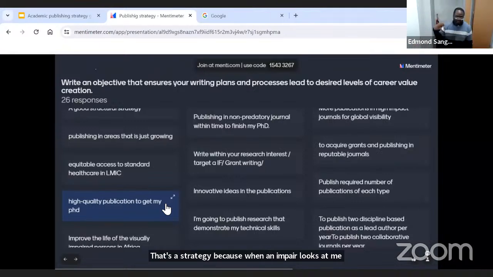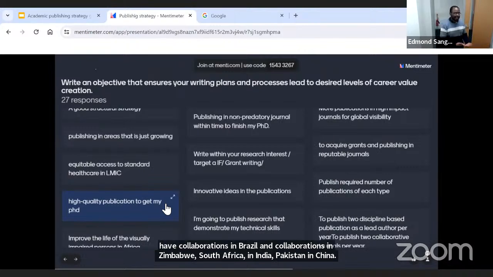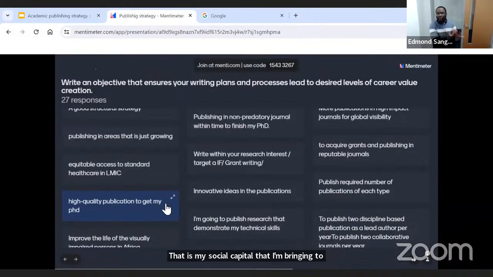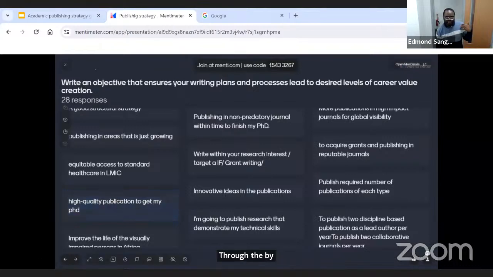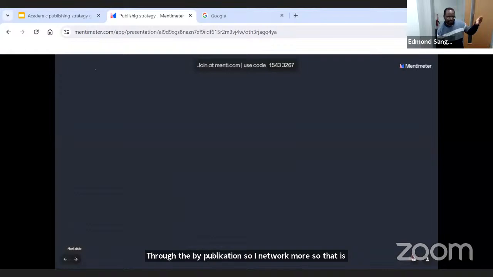That's a strategy, because when an employer looks at me, they see my social capital, that I have collaborations in Brazil, Zimbabwe, South Africa, India, Pakistan, China. That is my social capital that I'm bringing to that employer. So my career objective is to grow my social capital through my publications. So I network more. That is what you need to look at when you're preparing your objective, right?